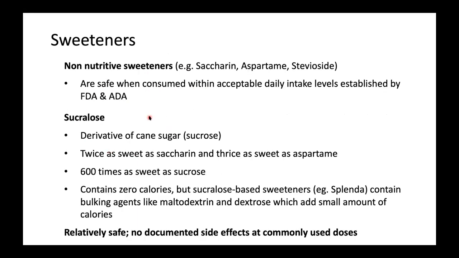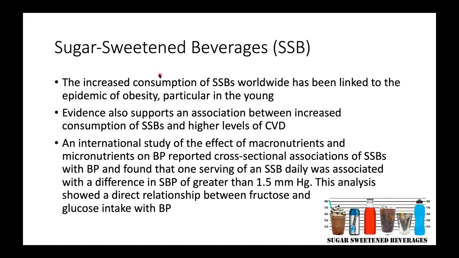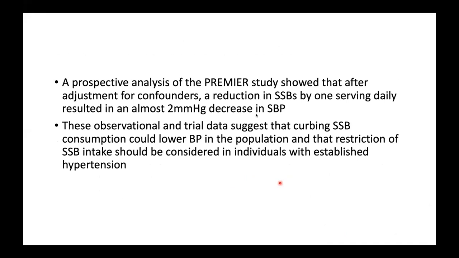Sweeteners: the non-nutrient sweeteners are safe, and when consumed within the acceptable daily intake levels, they are recommended and can be taken. And this is important: the sugar-sweetened beverage. It was found in cross-sectional studies that one serving of SSB can lead to an increase in systolic blood pressure of 1.5 millimeter mercury. In a prospective study, it was found that decreasing one serving of SSB leads to a reduction of almost 2 millimeter mercury of systolic blood pressure. So SSB intake should be reduced.